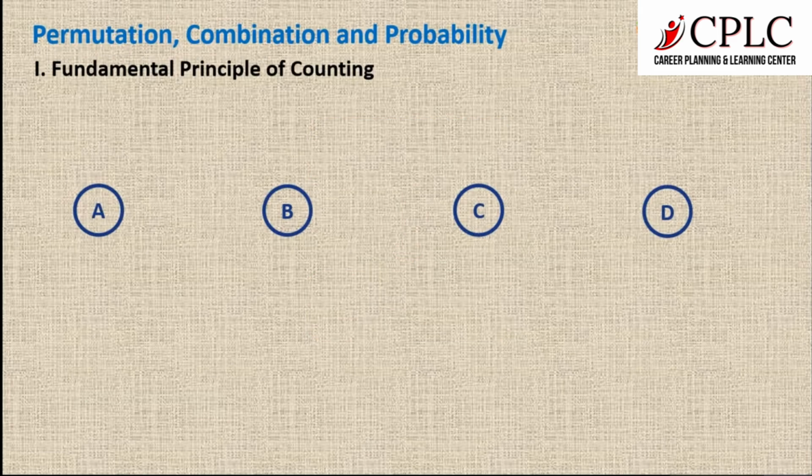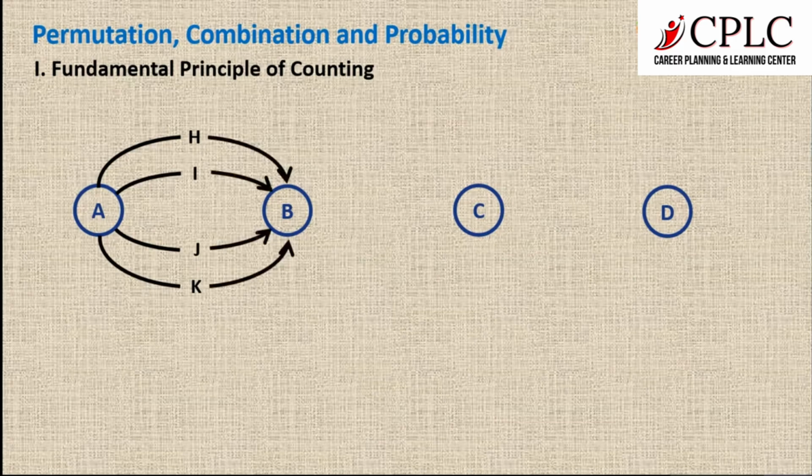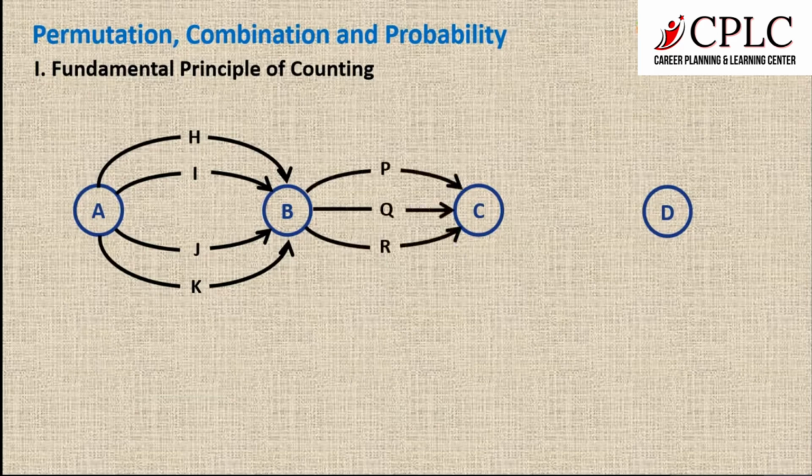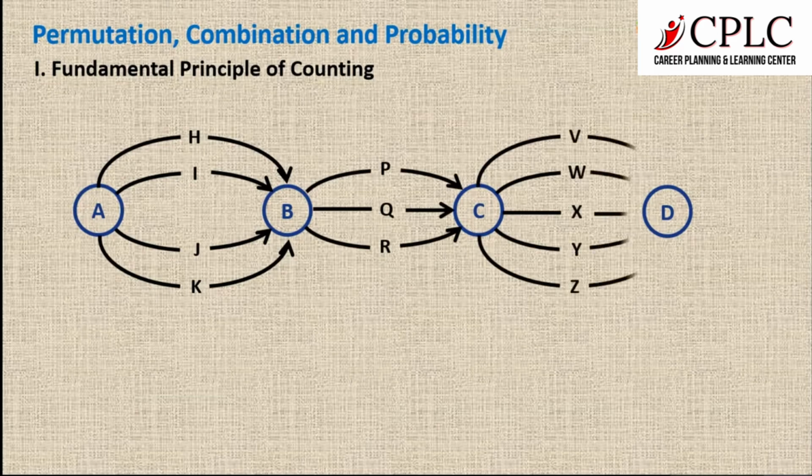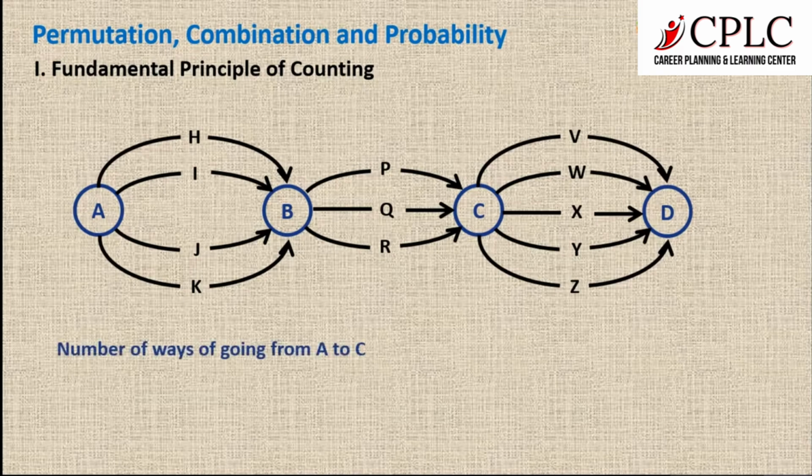What we have in front of us is four cities A, B, C, D connected via different roads. For example, cities A and B are connected via four roads H, I, J, K. Cities B and C are connected via three roads which are P, Q, R, and cities C and D are connected via five roads which are V, W, X, Y, Z. Based on this, we have some questions to tackle. The first one: number of ways of going from A to C.